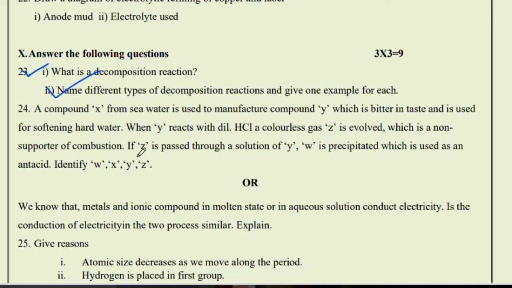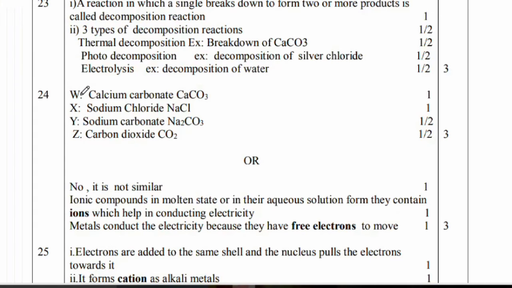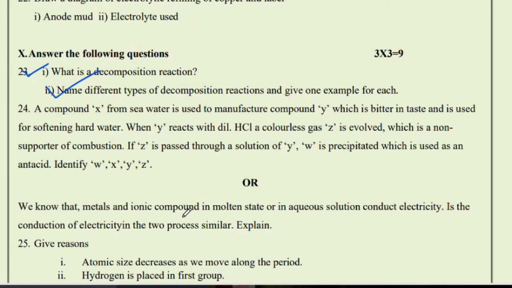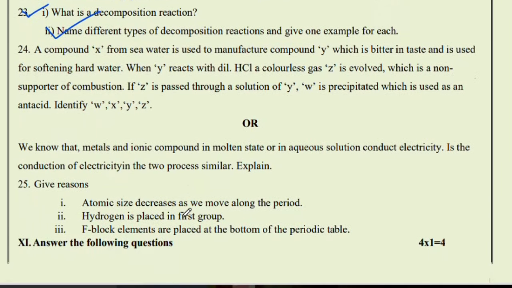Here the clues are given. Understand the clues and write which compounds they are. W is calcium carbonate. X is sodium chloride. Y is sodium carbonate, Na2CO3. And Z is carbon dioxide. So if you understand the clues and write, you can easily get 3 marks.